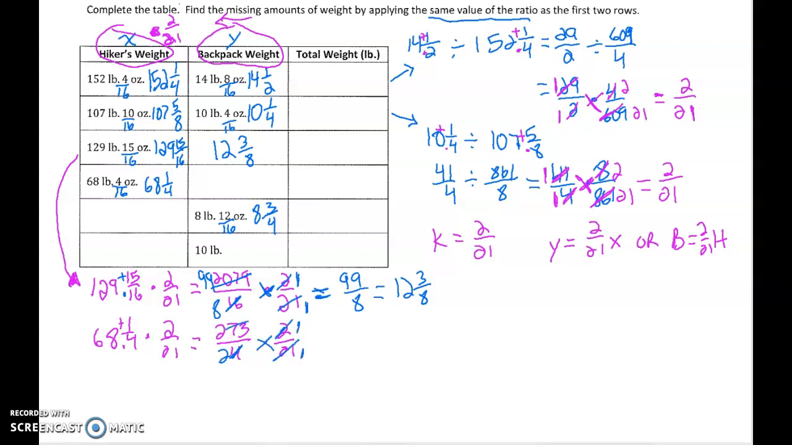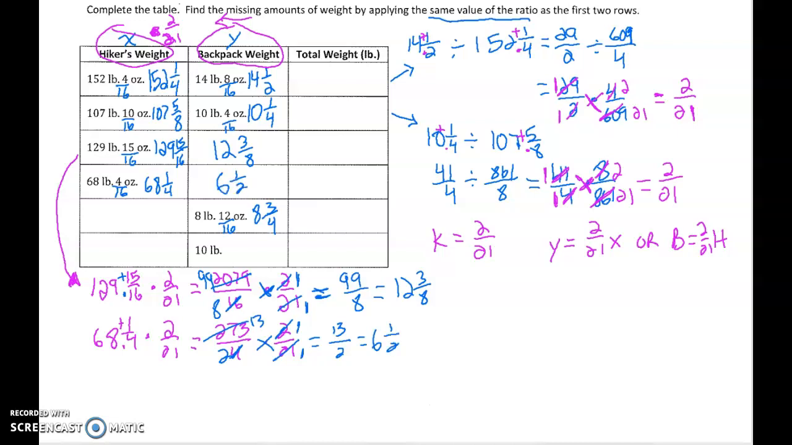21 goes into itself one time, 21 goes into 273, let's see, 13 times. So 13 times 1 is 13. 2 times 1 is 2. 2 goes into 13 6 times. That's 12, and there's 1/2 left over.